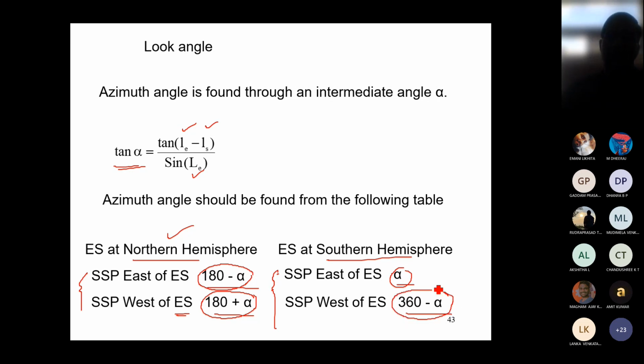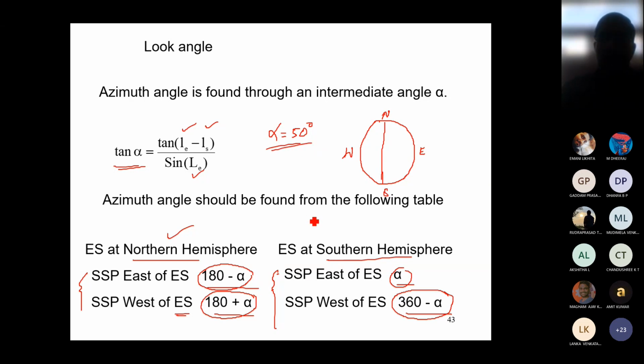whatever angle you get should always be calculated from the 0 degree longitude, directed from the north towards east. Consider this is the globe, or the earth. This represents the 0 degree longitude. This is north and this is south. This is east and this is west. From this direction you have to calculate. Suppose for a particular example I got alpha equal to 50 degrees. So alpha is the intermediate angle.